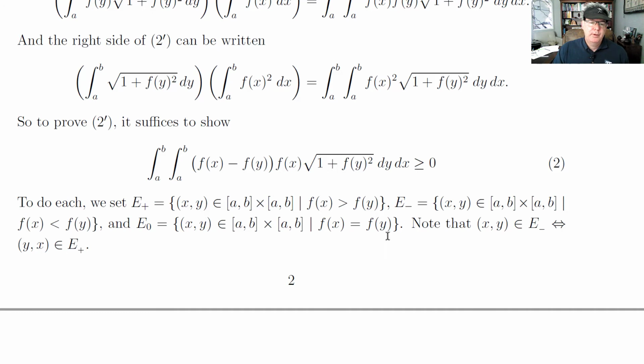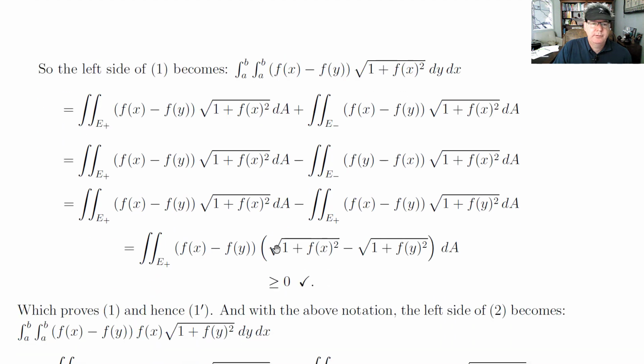Then the important thing is, if a point is in E minus, meaning f of y is bigger than f of x, well, that means yx is in E plus. Right? So if I plug a yx in here in this order, that would mean f of y is greater than f of x. Okay, so that's the key. A point xy is in E minus if and only if yx is in E plus. And so here comes the proof.